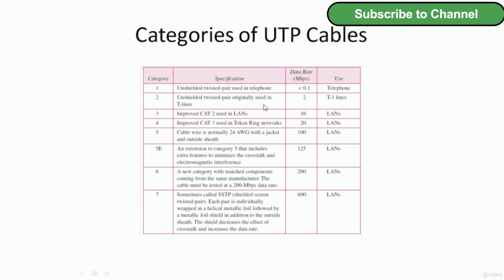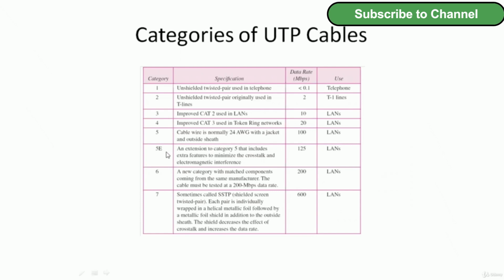Category 2 is unshielded twisted pair, originally used in the telephone lines, and data rate is 2, so that is the T1 lines. Then category 3, improved CAT2 used in LANs. Nowadays it is used in LANs. Data rate is 10 Mbps, used in LANs. Category 4, improved CAT3 used in token ring networks. The data rate is 20, used in LANs. Similar way, category 5, cable wire is normally 24 gauge with the jacket and outside seat. 100 Mbps the data rate is there and used in the LANs.